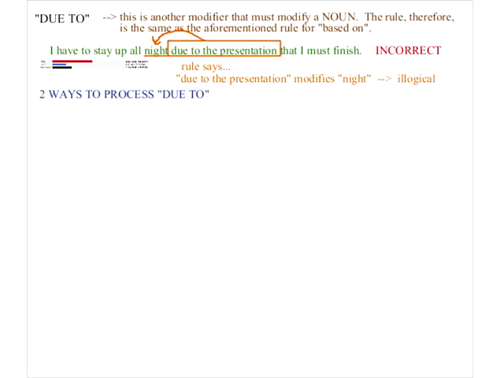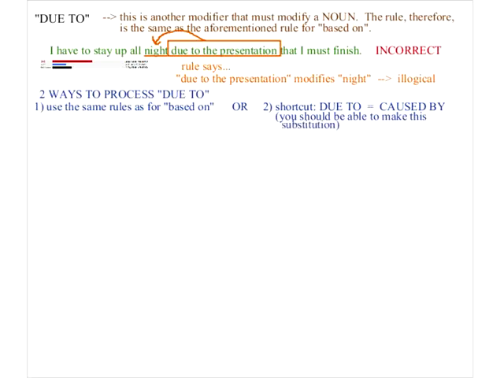The first way is to use the same rules as for based on. Or here's a nice little shortcut: due to equals caused by. That's what a couple of you have been noting in the text box. You should be able to make this substitution. If you can't make this substitution in the sentence, then it's not correct. So if you try to say, I have to stay up all night caused by the presentation, that fails. That's incorrect. If it doesn't work with caused by, it doesn't work with due to. If it works with caused by, it works with due to.